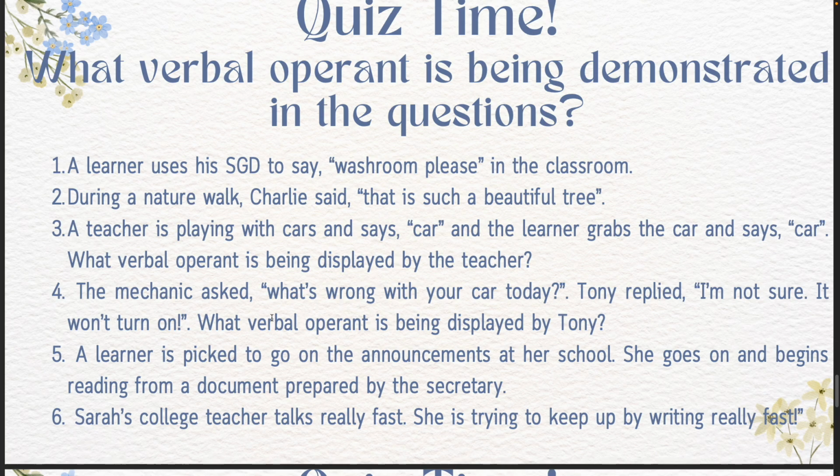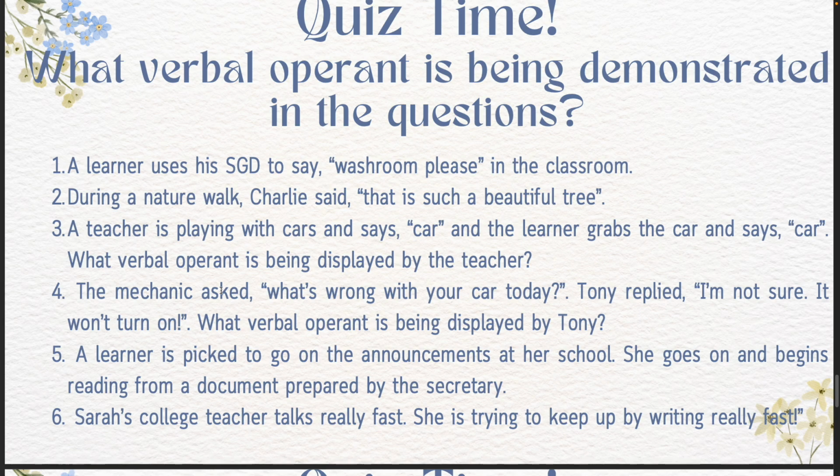All right, so for number 2, we are looking at a tact. And the reason why we're looking at a tact is simply because he's labeling what he sees on this walk. Okay. 3, a teacher is playing with cars and says car, and the learner grabs the car and says car. What verbal operant is being displayed by the teacher?